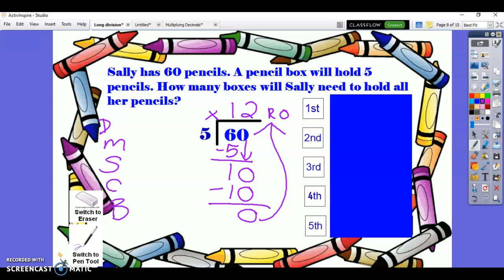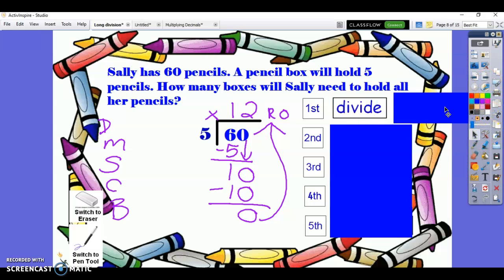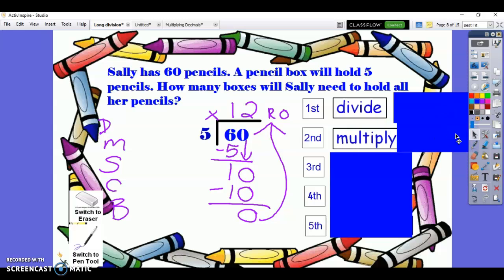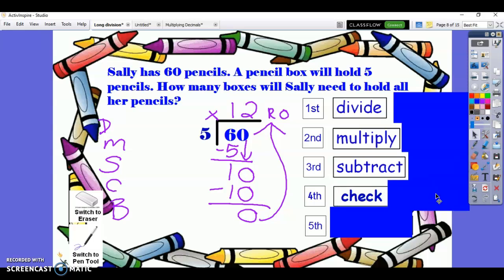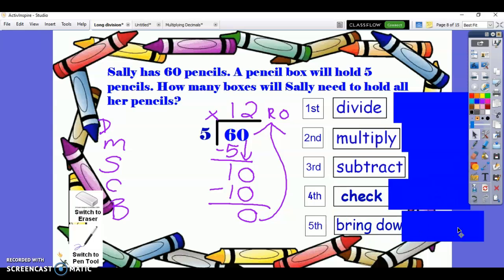Then let's think about this. Check and make sure that if you have erased or done anything, your work is correct and you're neat and organized. And then we're going to go through our steps here. Remember, first you have to divide. Then you have to multiply. Then you have to subtract. These are every time. Then you have to check your work. And then you have to bring down or bring up every time.